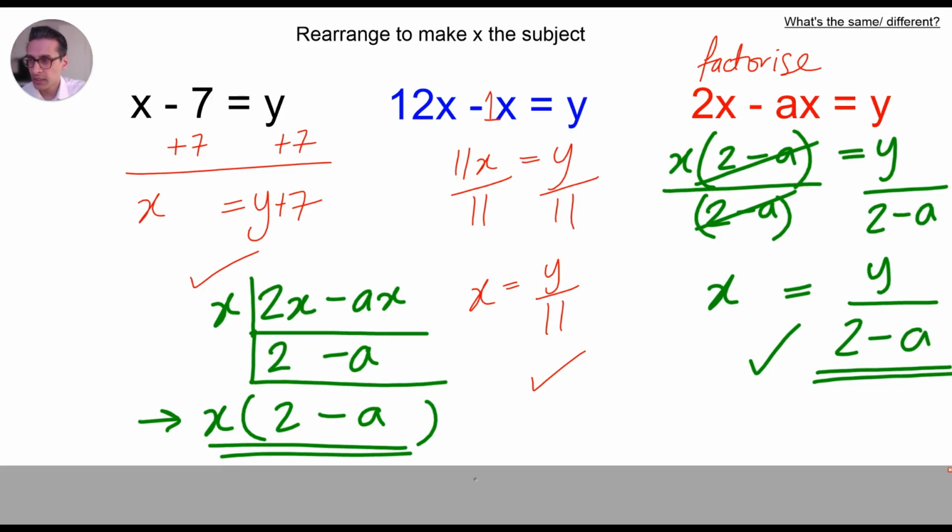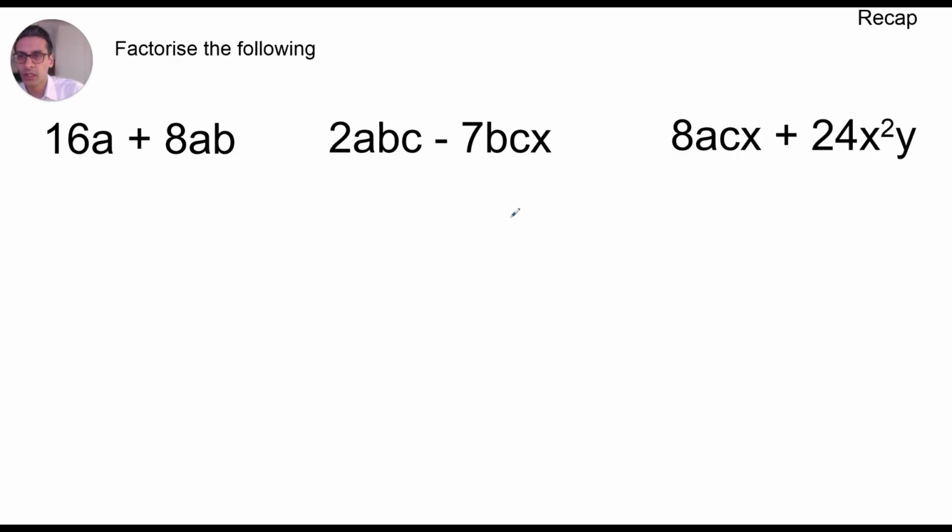Okay, so let's look at some examples of this. Before we do that, just a quick recap for those of you that need to remember how to factorize. Have a go at factorizing these. If you know how to factorize, just skip ahead to the next slide. Okay, I'm going to go through these now. Just make sure you have tried them if you're not confident with it.